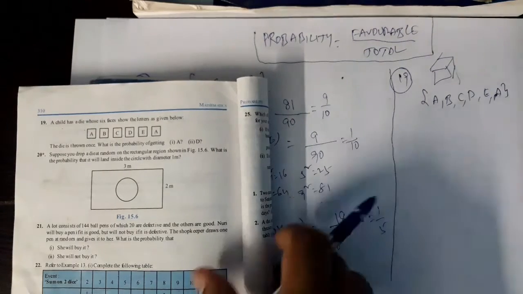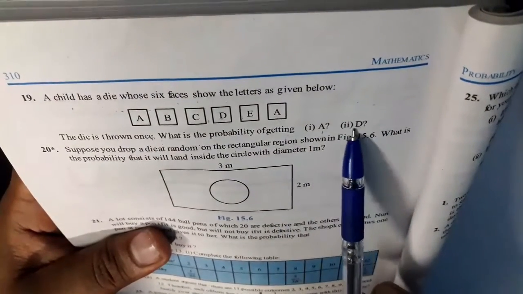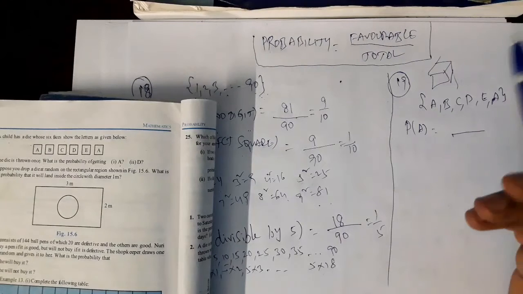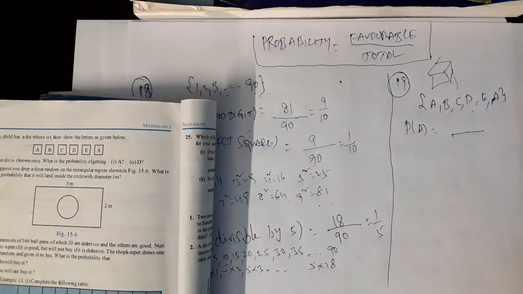Anyway, of course, what is the question he is asking? The die is thrown only once. What is the probability of getting A? Probability of getting D? That is the question. Let us find the probability of getting A. Our formula is favorable by total. Coming to the denominator, total: how many faces? 6 faces. So total is 6.